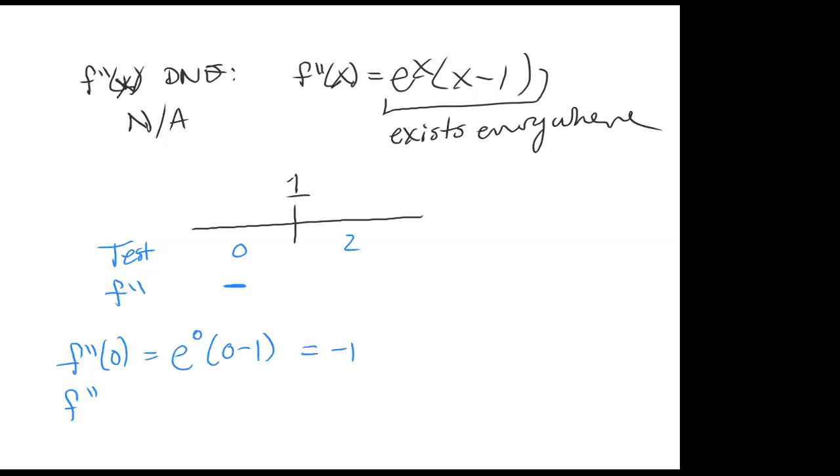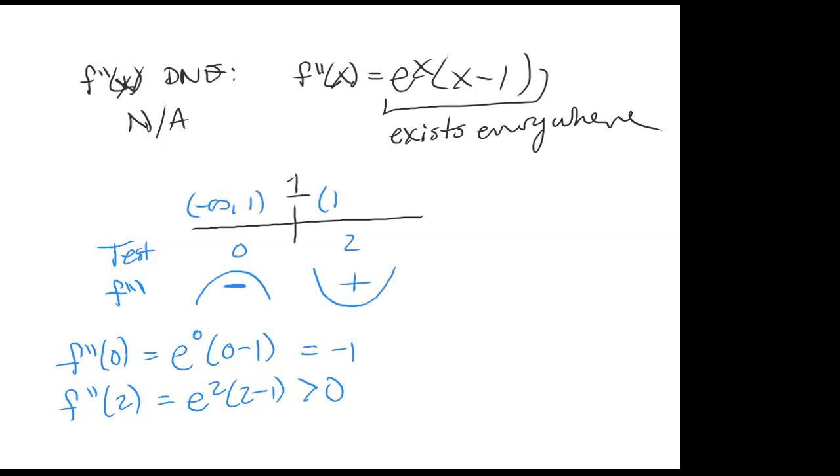Second, f prime prime of 2 is equal to e squared times 2 minus 1, which is certainly positive, because e squared is positive and 2 minus 1 is positive. So the second derivative is positive in this interval. What does that mean? Since I'm testing in the second derivative, it means the graph is concave down in this interval, and it is concave up in this interval. This is the interval from negative infinity to 1. This is the interval from 1 to infinity.